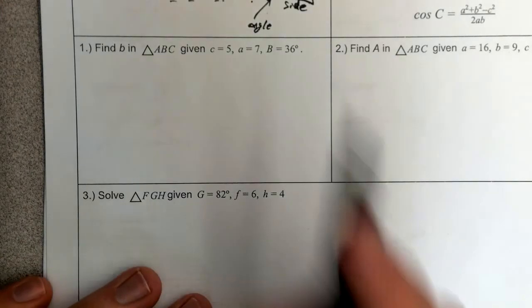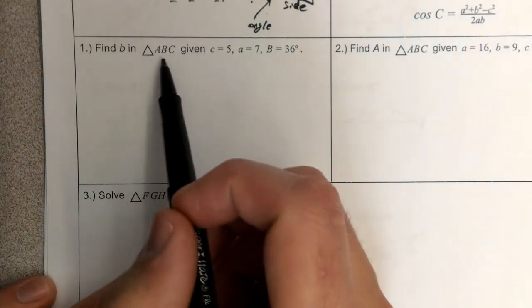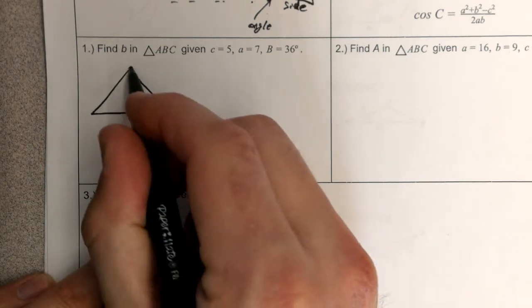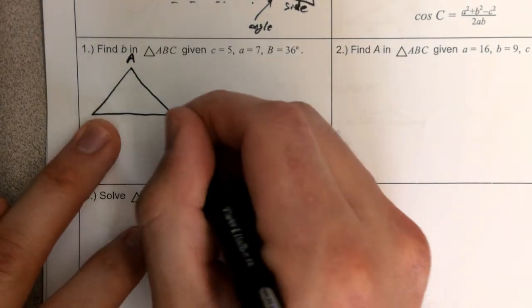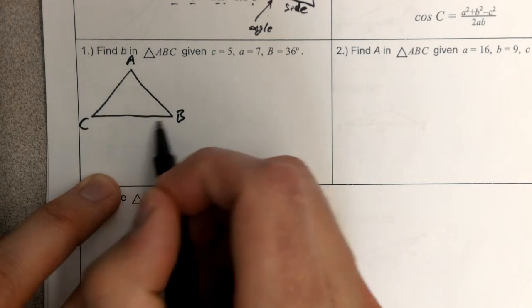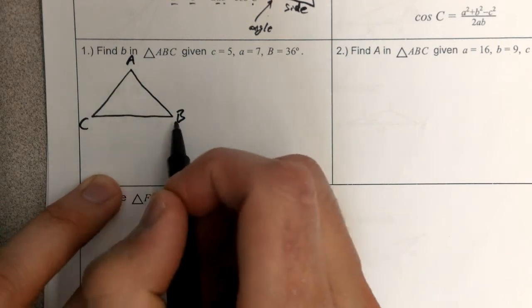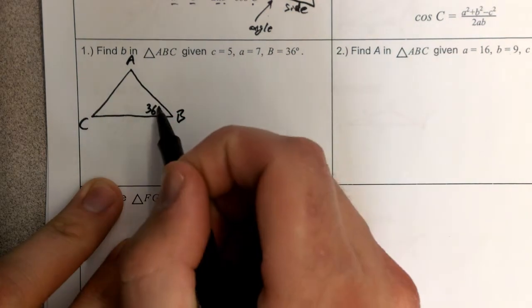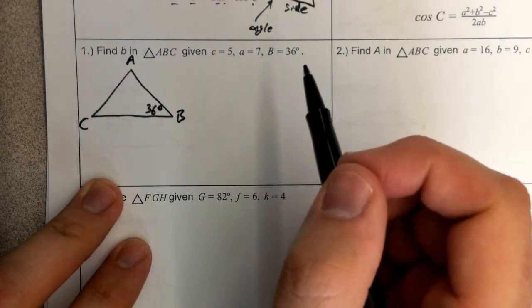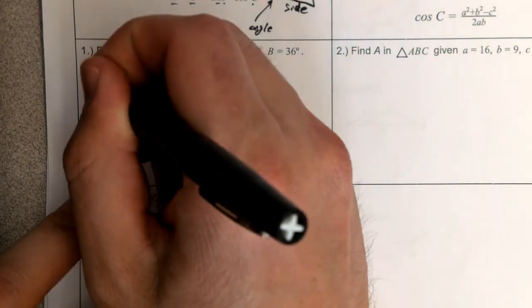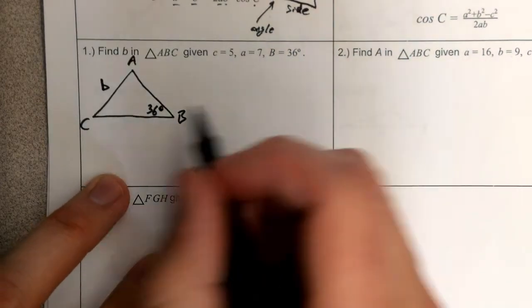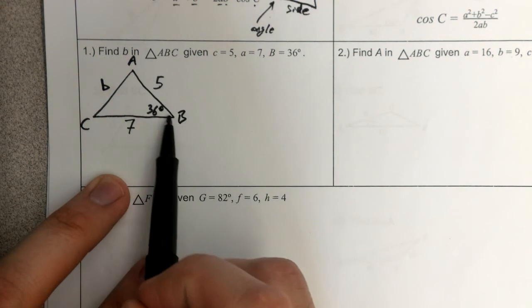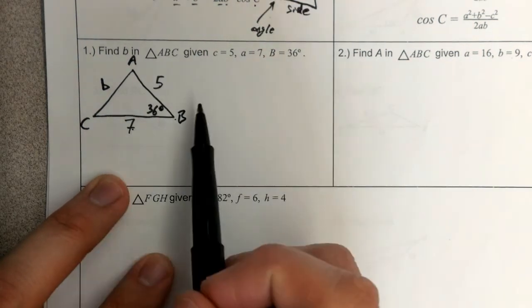So here we're given parts of triangle ABC, so I'm just going to quickly sketch out triangle ABC. It doesn't really matter what it looks like. Just make sure that little a is opposite of angle A, and same with B and C. So angle B is 36 degrees, and side b we don't know. That's what we're trying to figure out. Side a is 7, and side c is 5. And so you can see I have side, angle, side, which implies law of cosines.